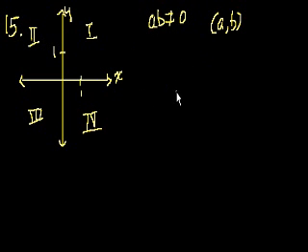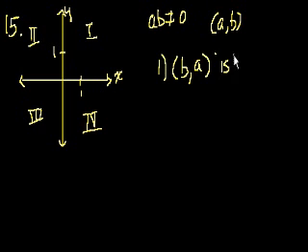Let's see. This is interesting. It says (B, A) is in quadrant 4. So quadrant 4 tells us what? This is I think the first interesting problem we've encountered. Quadrant 4 tells us that x is greater than 0, because we're on the positive x-axis, and that y is less than 0, because we're on the negative y-axis.